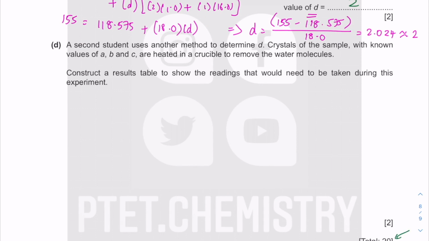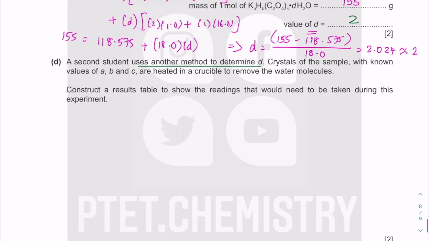For this 2-mark question, we are using another method to determine D. D is the water of crystallization, right? This is a solid, and you can check out my experimental tutorial video series. One of them is called water of crystallization. You should watch that video and see what actually happened.